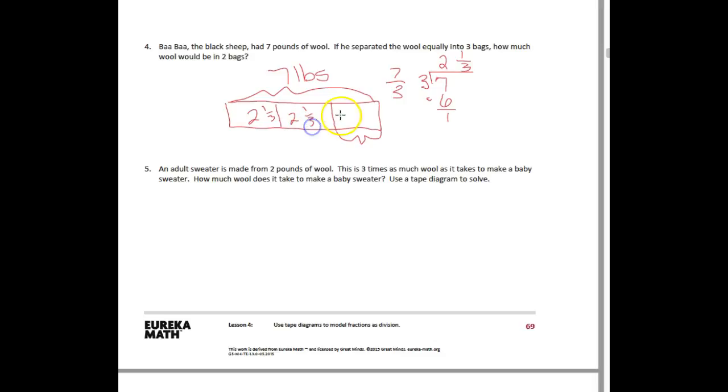2 1/3. So when we go to add these together, let's add these two because that's what it wants to know. 2 plus 2, so we can actually write it over here. 2 1/3 plus 2 1/3, and 2 plus 2 is 4. 1/3 plus 1/3, well, that's 2 thirds. And that's your answer. So 4 and 2 thirds fill 2 bags.